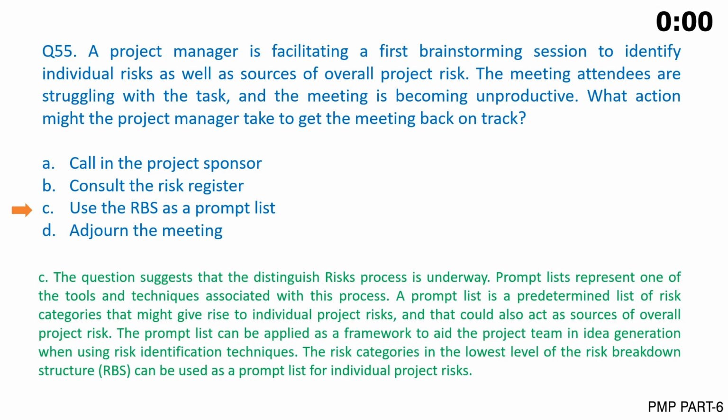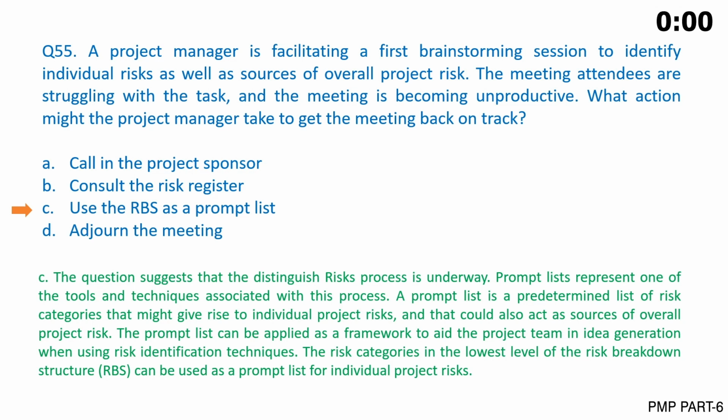The answer is C. The question suggests that the identify risks process is underway. Prompt lists represent one of the tools and techniques associated with this process. A prompt list is a predetermined list of risk categories that might give rise to individual project risks, and that could also act as sources of overall project risk.